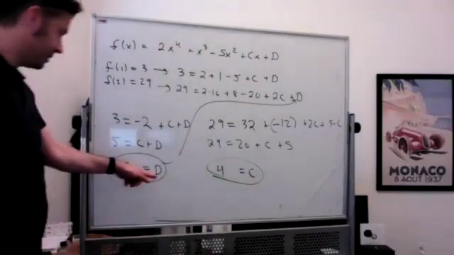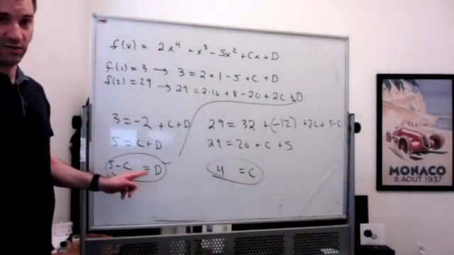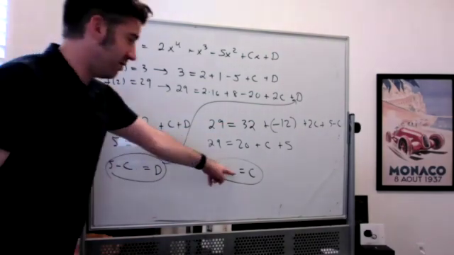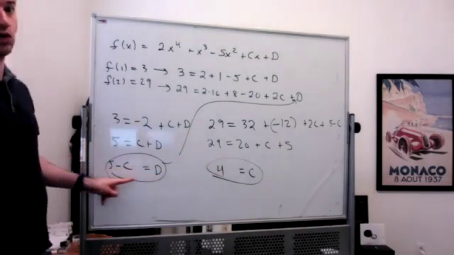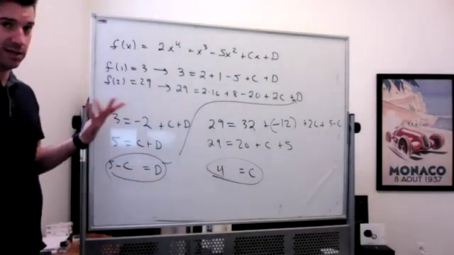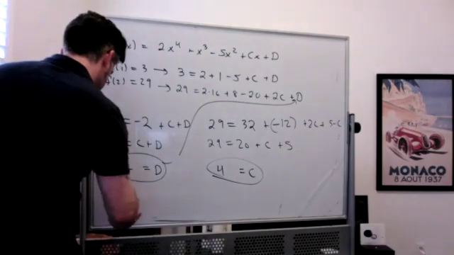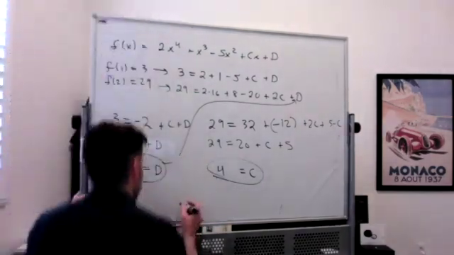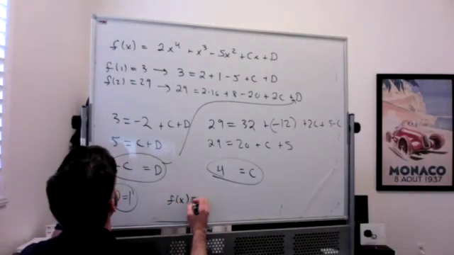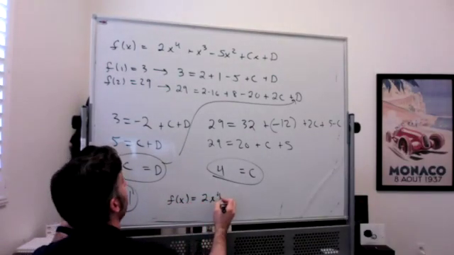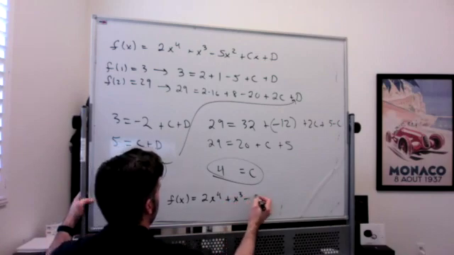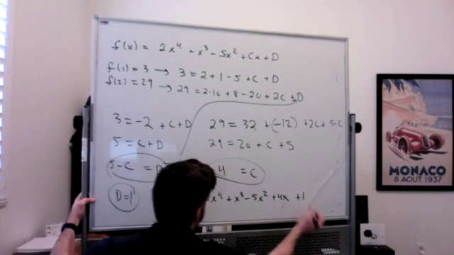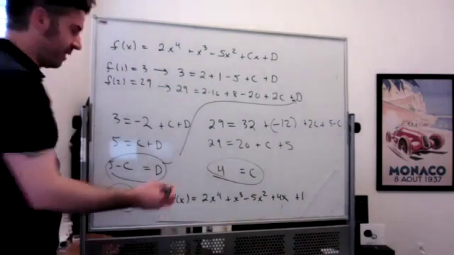And then d equals, this is one of the advantages of doing it this way, where you solve for one in terms of the other and then plug it in, is that once you find the first one, then the second one is super easy to find. It's like, oh, d is 5 minus c, so d is going to be 1. And then we write the final answer, which is f of x equal to 2x to the fourth plus x cubed minus 5x squared plus 4x plus 1. That's our actual final answer.